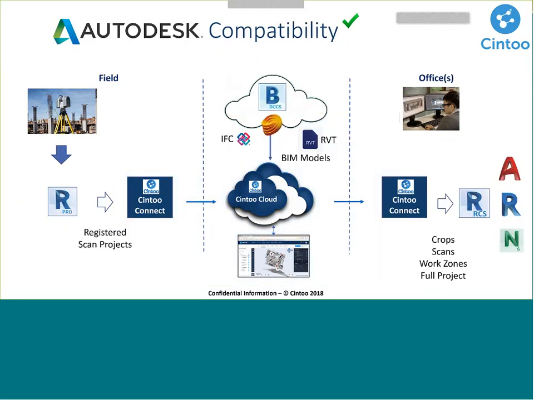Talking about Autodesk compatibility, this is what we have today, as I said. We can read registered scan projects from Recap Pro. We can create crop sections. You can turn a scan, a single scan or a set of scans, back into a structured point cloud or unified point cloud as well, either a work zone or a full project. By the AU time frame, leveraging the Forge platform, we'll be able to demonstrate this connection to the BIM platform, to BIM 360 Docs.